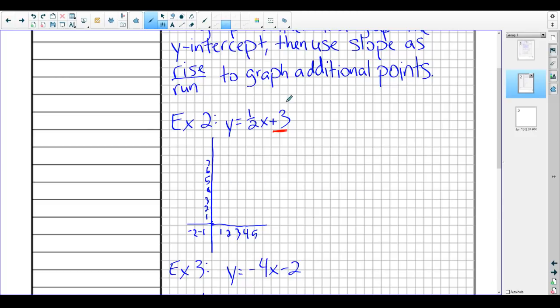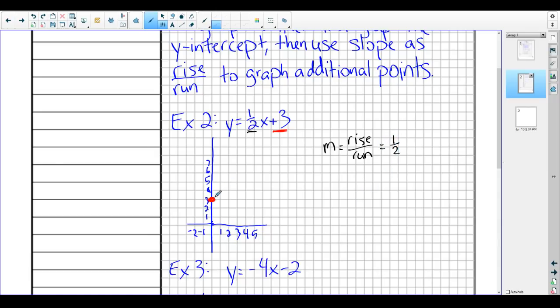Okay. And it crosses at a positive 3. So I'm just going to go up to 0, positive 3. So that's our y-intercept. And then we're going to use the slope to get our extra points. The slope is 1/2. And we can say that's rise over run equals 1/2.